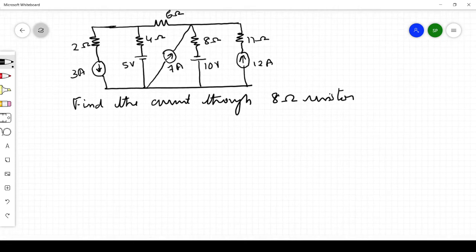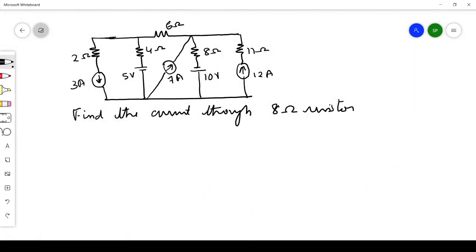Now just observe this diagram. You can see that there are 4 closed paths, that means 4 loops, 4 meshes are present here. So what we can do is assume the currents in each mesh. Let me assume this as I1, and this one I2, this current I'm taking as I3, then this current as I4. So we have 4 currents in all 4 meshes.